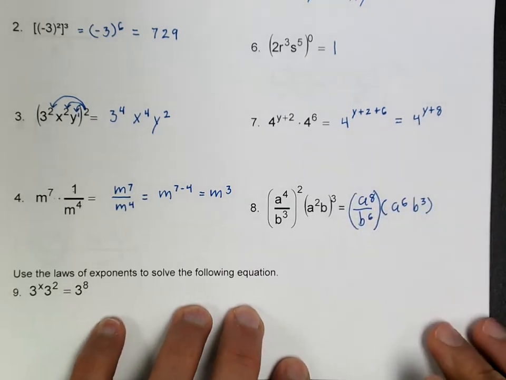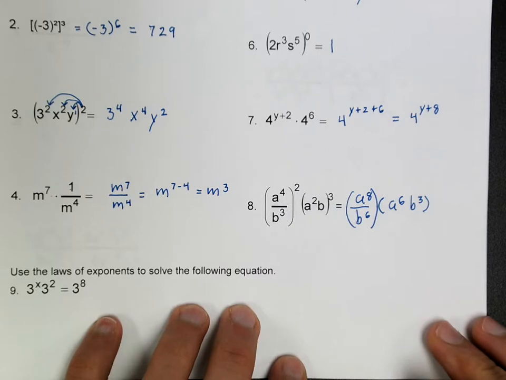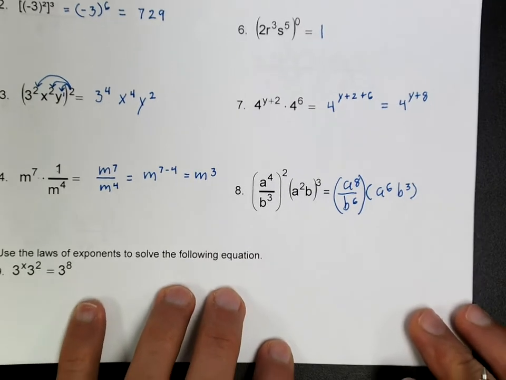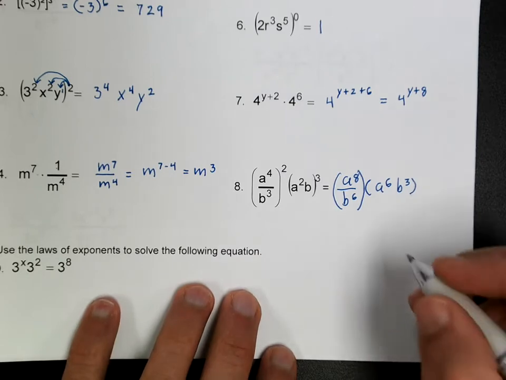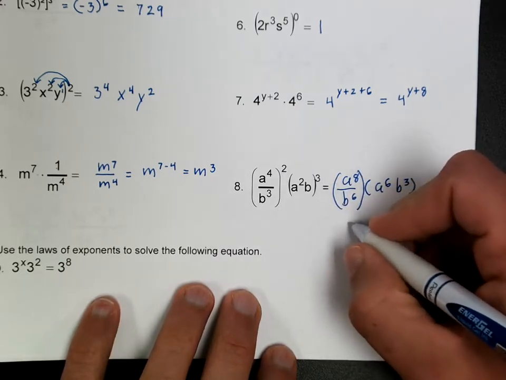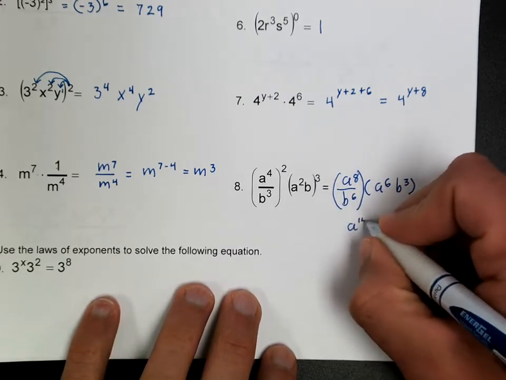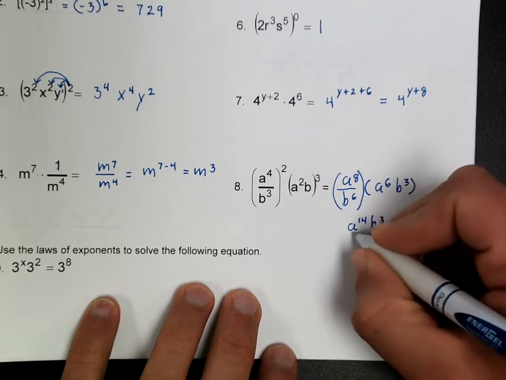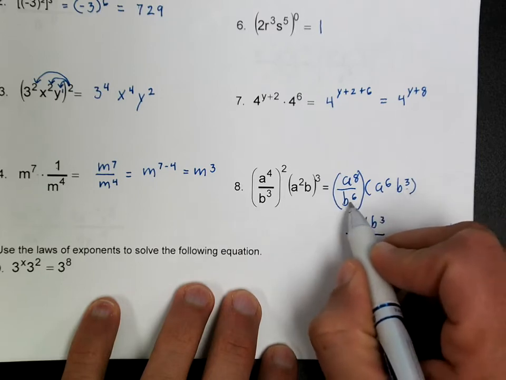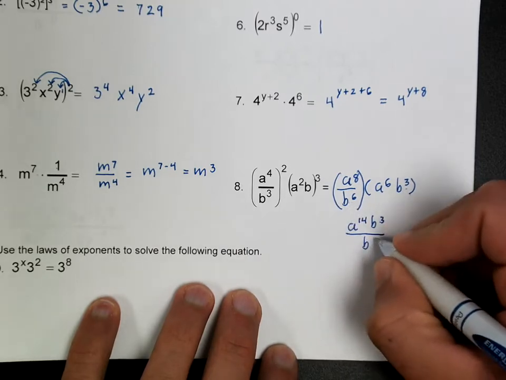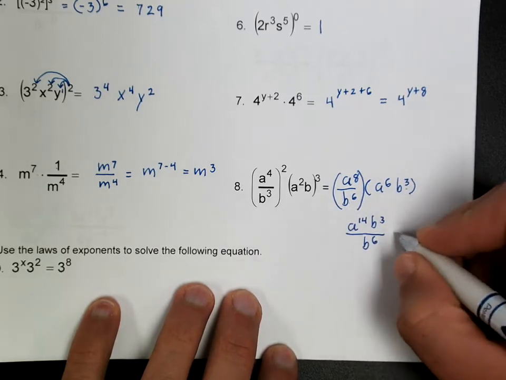And then the thing to understand is that there's many ways to do this, right? So this is not the way you have to do it every time. But for me, what I like to do is combine everything in the numerator. So this would be a to the 14th power. This would be b to the 3rd over... So again, I multiply this times both of these, and then I'm going to divide all of that by b to the 6th. All right.